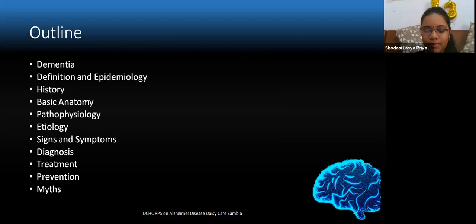Outline. We'll be looking at some of the key terminologies and defining them. Then we'll look at the history of Alzheimer's, and how Alzheimer's affects us, what goes wrong if we have Alzheimer's, and then end by looking at the signs and symptoms, diagnosis, treatment, how you can prevent Alzheimer's, and some myths about Alzheimer's disease.